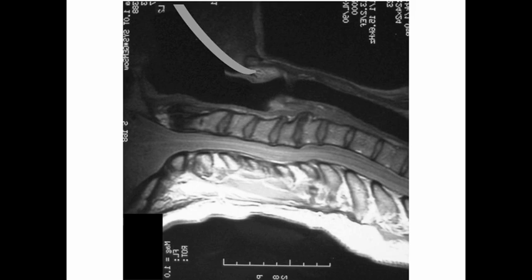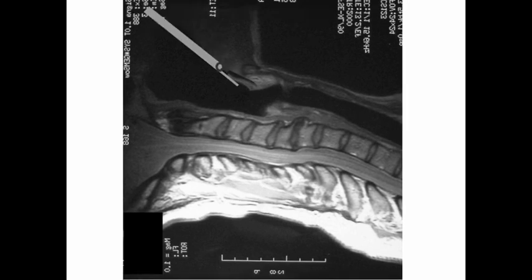These images show the tip of the Macintosh blade in the vallecula. But note that when using a straight blade such as the Miller blade, the tip of the blade does not go into the vallecula, it goes under the epiglottis and lifts from beneath. And of course, the terms above and below the epiglottis are related to the patient being in the supine position.